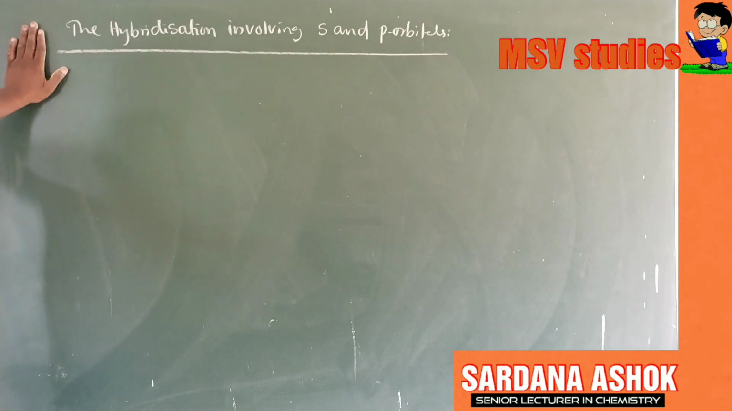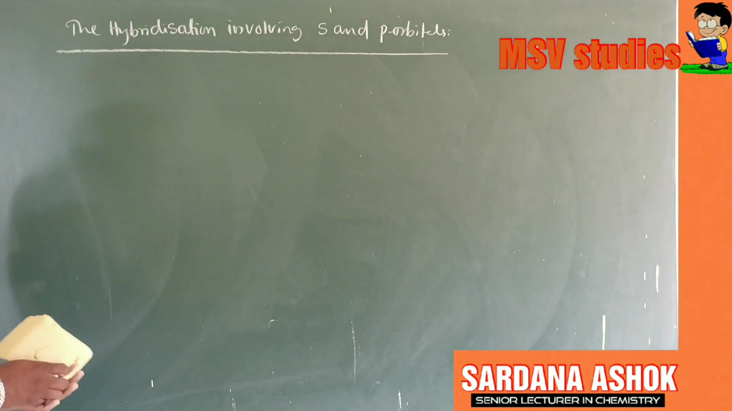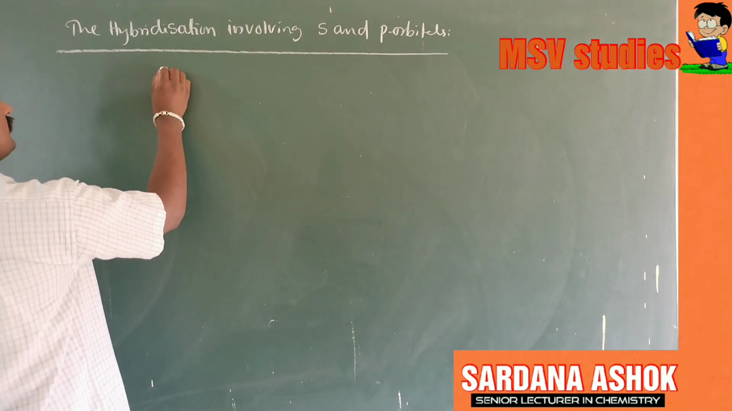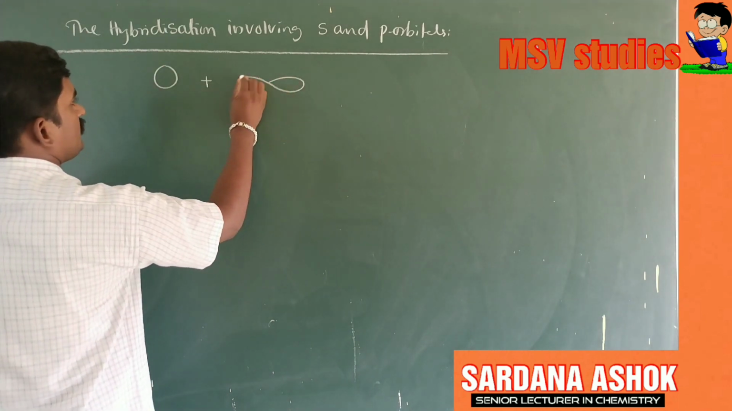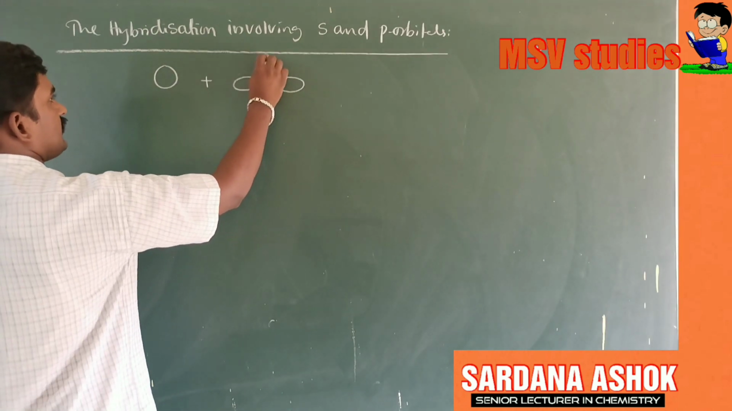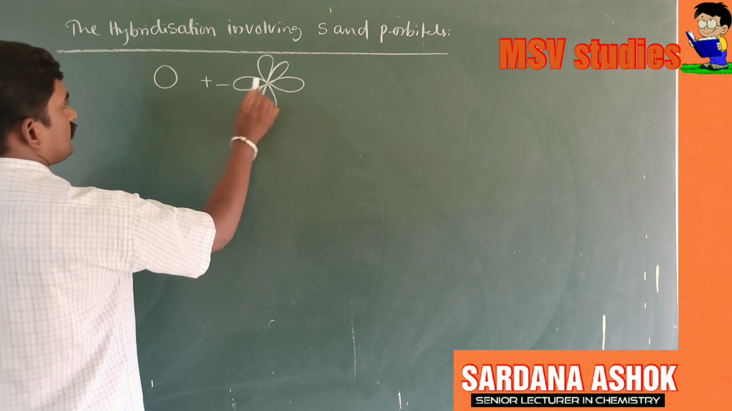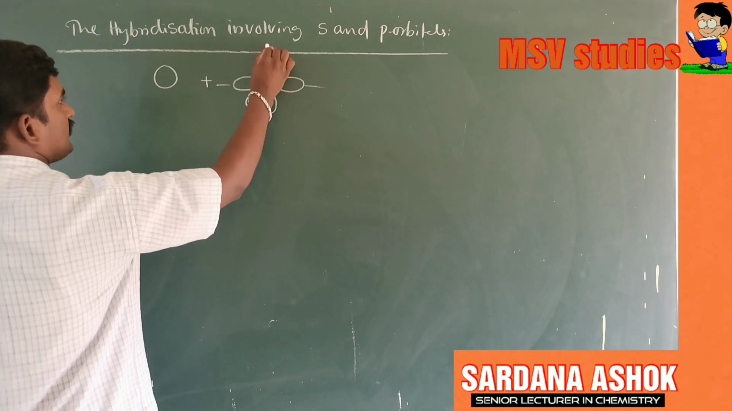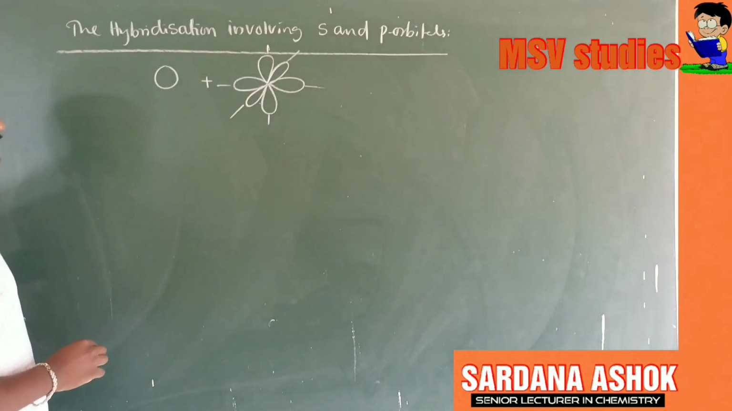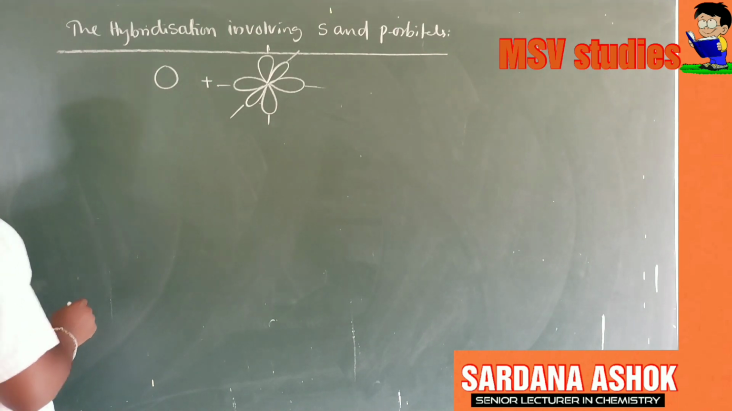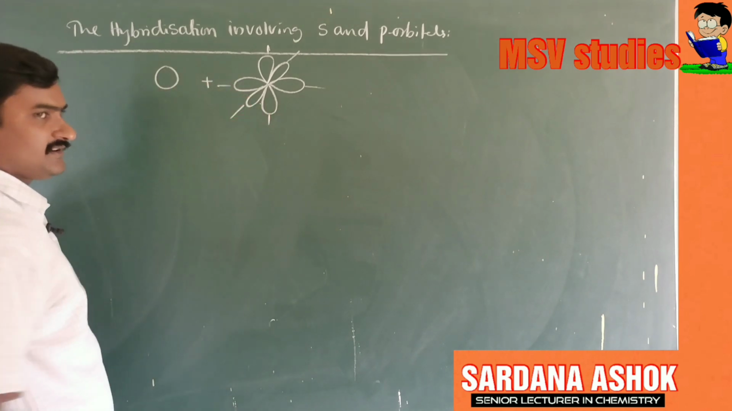Now we have to discuss the hybridization involving s and p orbitals. There are one s orbital and three types of p orbitals: px, py, and pz orbitals. This is the px, this is the py, and this is the pz orbital. So we have to discuss the intermixing of the s orbital with these three p orbitals.